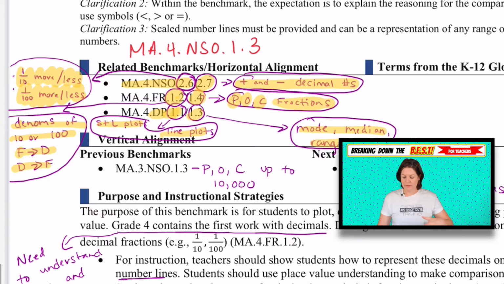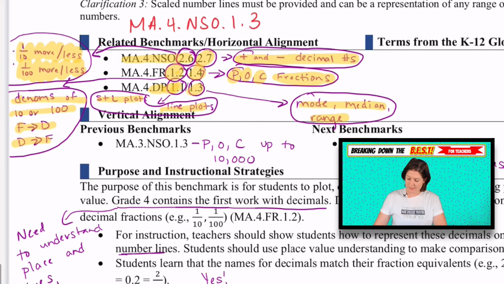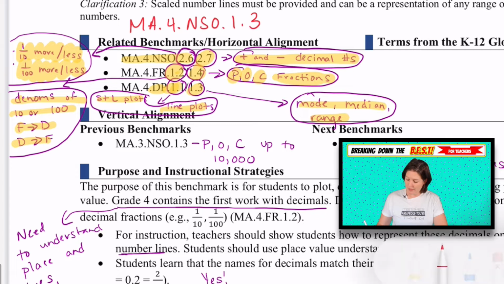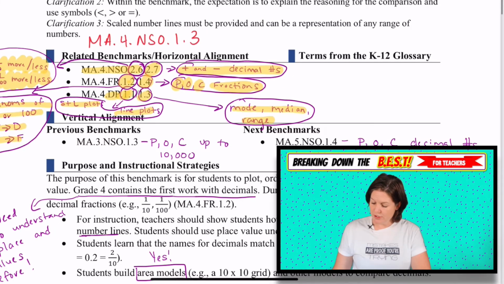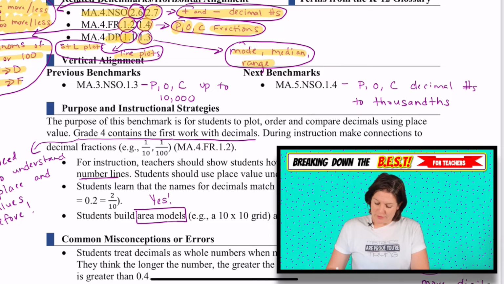MA.4.NSO.1.3 is plotting, ordering, and comparing whole numbers up to the millions, I believe. So they should have some experience with plotting, ordering, and comparing numbers, but now we're doing it with decimals. So that's a lot going on there. I apologize about that, but the Department of Education included that, and I wanted to make sure I touched base on that too, okay? So where are they coming from?